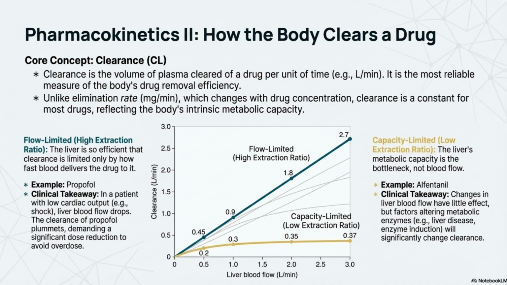For alfentanil, what matters is the hepatic function itself. Does the patient have severe liver disease that reduces the number of enzymes, or has some other drug induced the enzymes, increasing their activity? I see. So a drop in cardiac output won't change alfentanil clearance much. It's negligible. Because the liver was only extracting, say, 10% of the drug anyway, the metabolism itself, the biotransformation, is the key variable here.